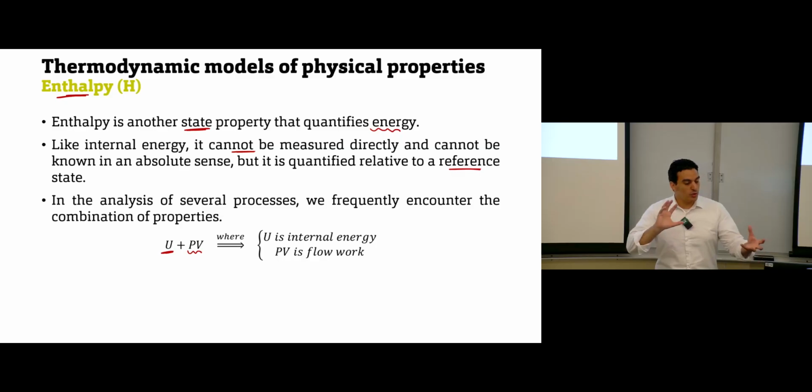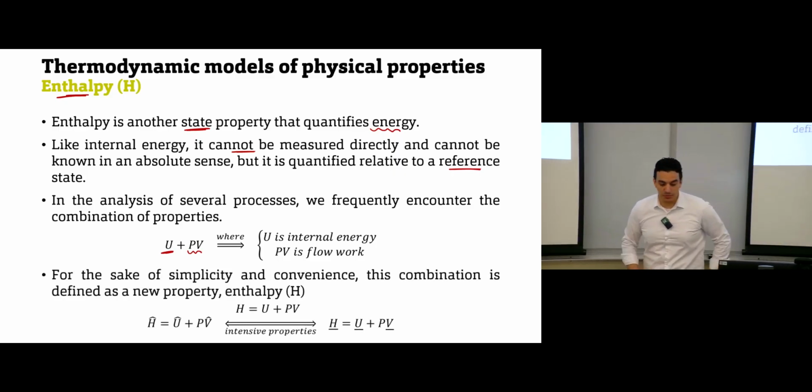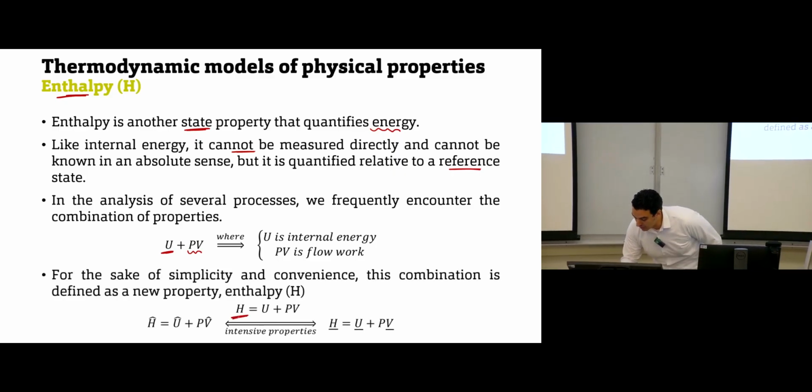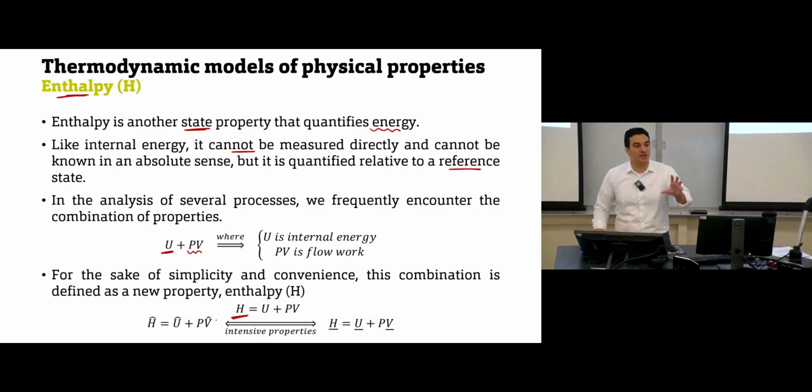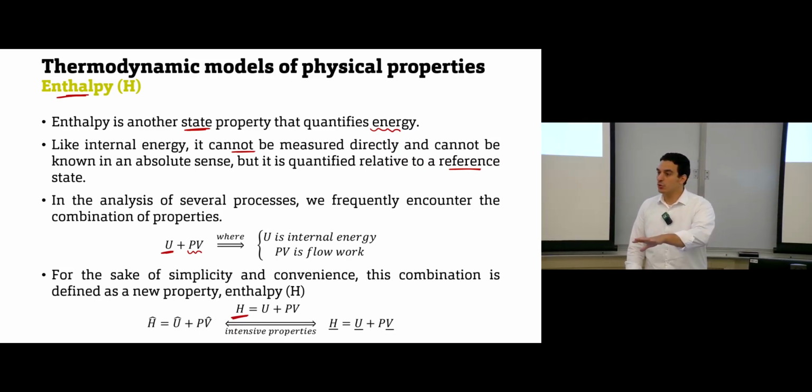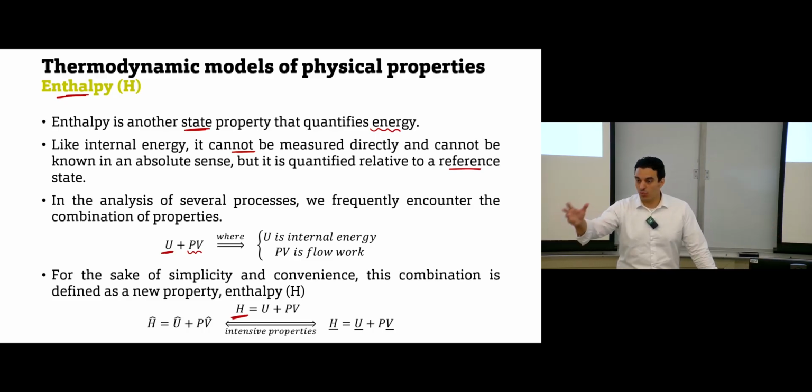So we said we will combine these 2 properties because they are repeating in all the mathematical equations, and together we will combine them in a new property, and this property we will call enthalpy. So enthalpy is basically the summation of internal energy plus flow work. Internal energy is one of the static energy forms, and flow work is one of the dynamic energy forms.